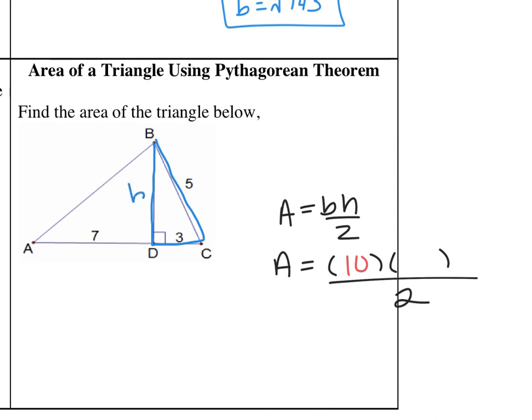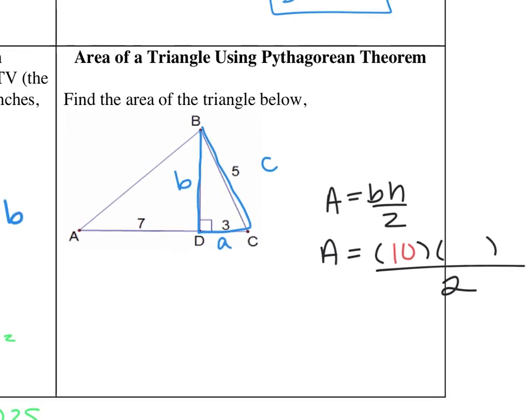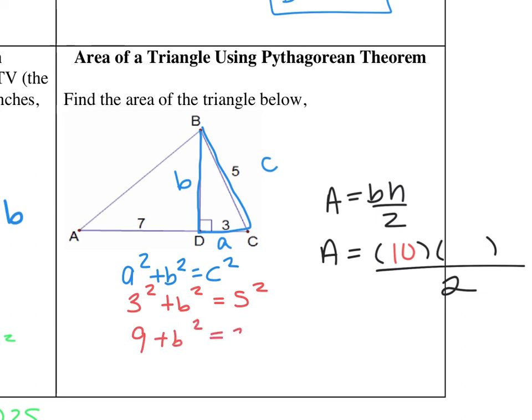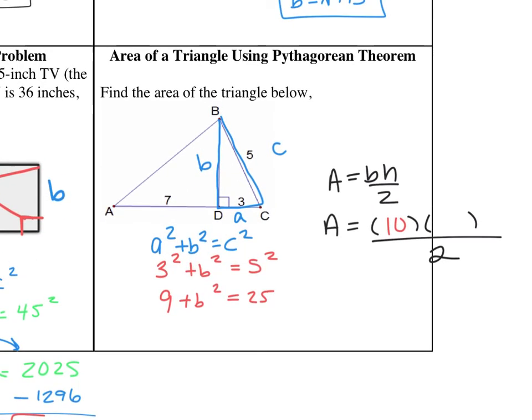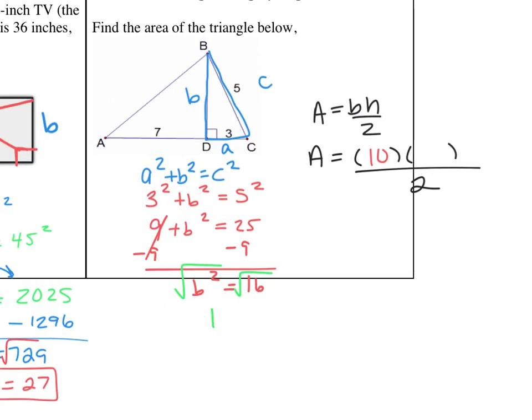And I have to use Pythagorean Theorem to find that missing side length. So I have my a, my b, and my c. So we know a squared plus b squared equals c squared. We said a was 3, so I'm going to do 3 squared plus b squared equals c squared, so 5 squared. 3 squared is 9, so 9 plus b squared equals 25. Subtract 9 from both sides. B squared equals 16, and then last but not least, I take the square root. So b is equal to 4.